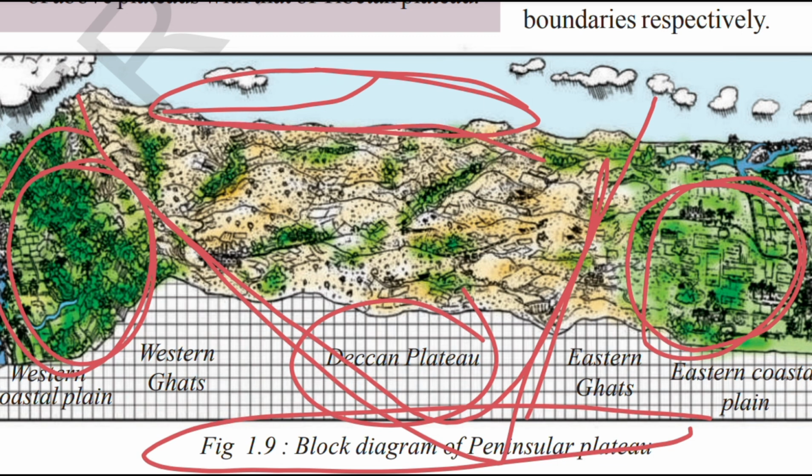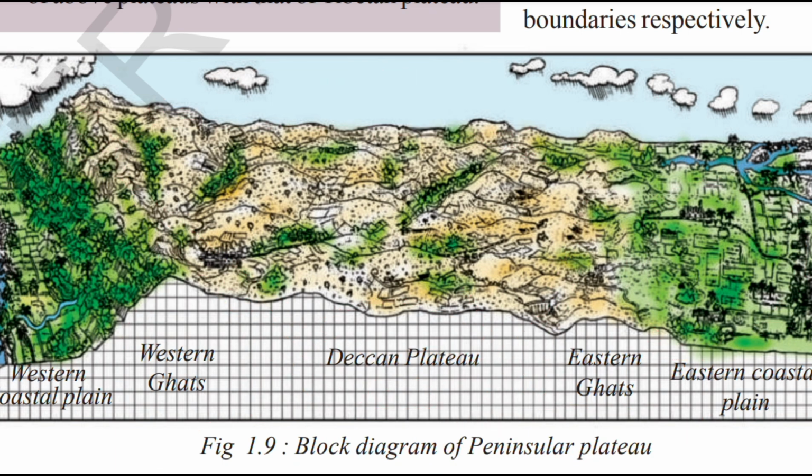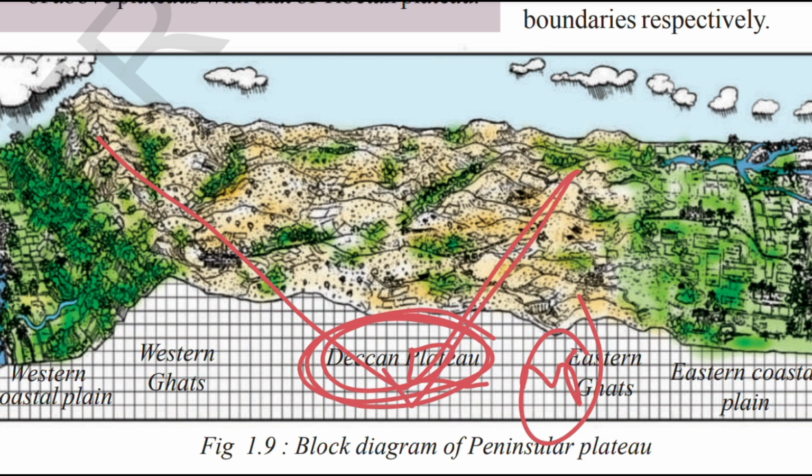From there the Deccan Plateau starts, and the Western Ghats continue from the west side and the Eastern Ghats continue up to the south tip of India. Both tips meet at a place where they end into the Nilgiri Hills. So the Nilgiri Hills is the meeting point of both the Western Ghats and Eastern Ghats. As we have pointed out earlier, the Western Ghats are at slightly more height compared to the Eastern Ghats.